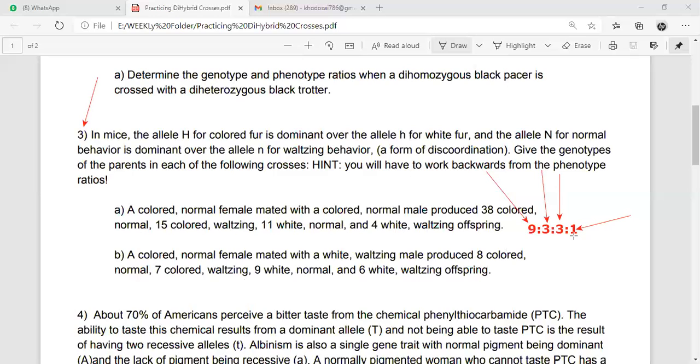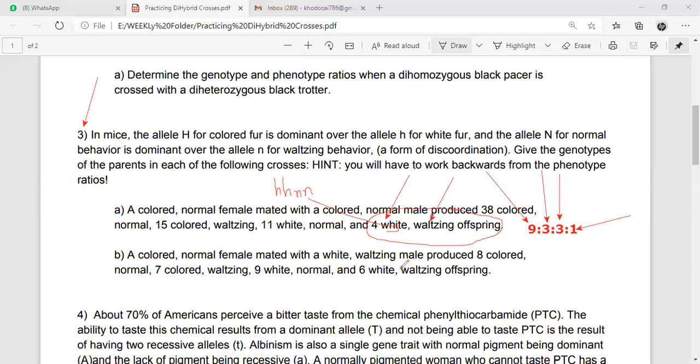Now look at the 1. What is this one? White and waltzing, yes. So both traits are recessive, which means all the alleles should be recessive for these two traits. So if I write for them, what will be the genotype? For white it will be small h, small h, because they are white, correct? And the genotype for waltzing behavior will be small n and small n.